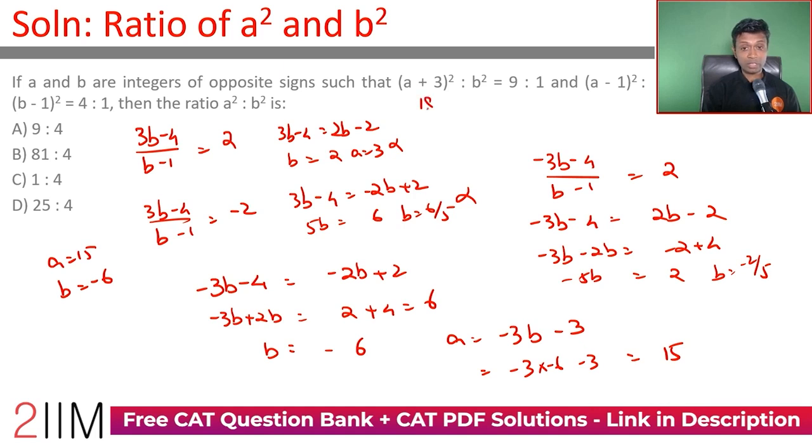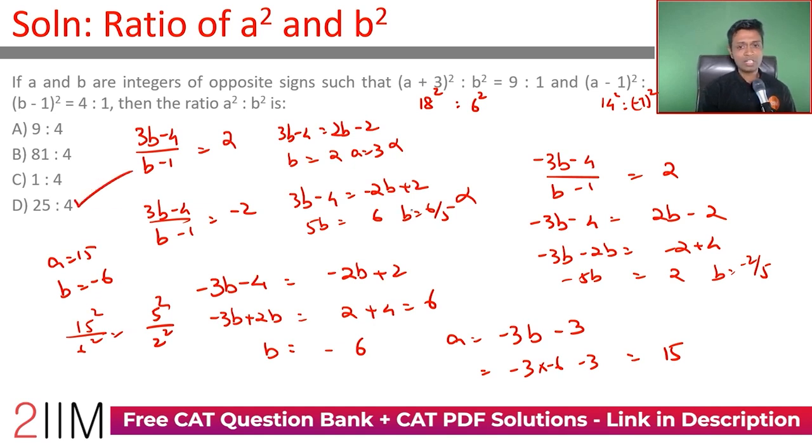15 plus 3 square is 18 square, minus 6 square is 6 square, this is 9. 15 minus 1 is 14 square, is 2. Minus 6 minus 1 is minus 7 square, this is 4. This works. 15 and minus 6 works. a square is to b square is 15 square by 6 square, which is 5 square by 2 square. 25 is to 4. This is the answer choice we're looking for.